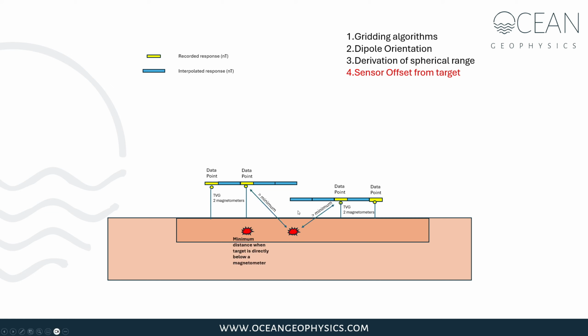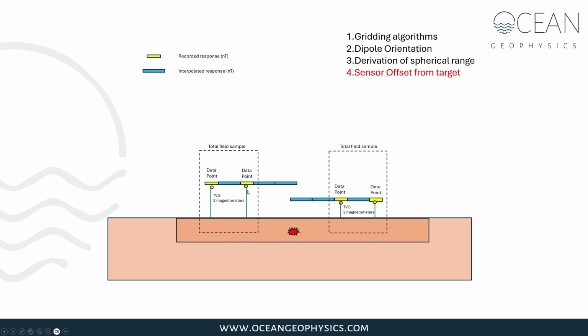But that response will be smaller than the response recorded by a magnetometer that traverses directly over the target. So if this is our minimum distance, the magnetometer here has gone directly over the target, we will have a large response. We will get a smaller response with an offset line. The distance between the sensors in the array for a TVG is about 1.5 meters. This distance is short enough such that we can accept that the interpolated values created by a gridding algorithm are accurate. So we have two long ribbon-like snapshots of the total field, separated by a much greater distance than the sensor separation of the TVG itself.